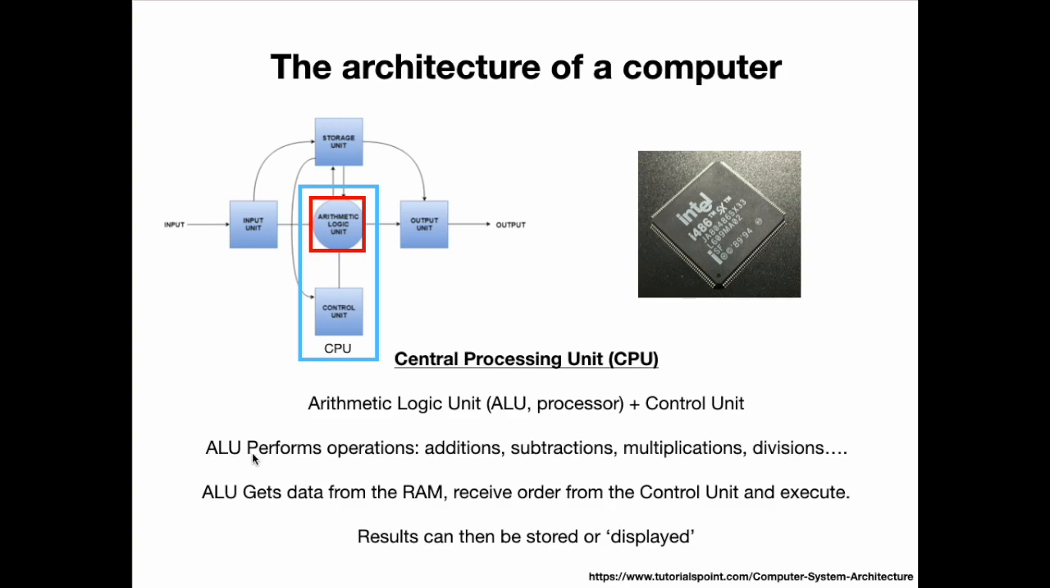So the ALU performs operations. It's basically acting to do additions, subtractions, multiplications, divisions, all those types of arithmetic operations. The ALU gets the information from the RAM, the primary memory, and it receives the order from the control unit. It can then execute the instruction. The results can then be stored or directly sent to the output.